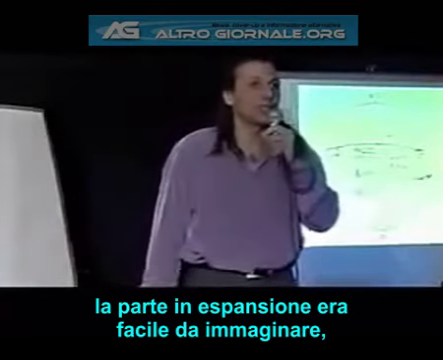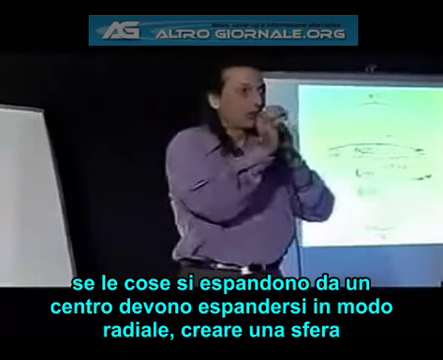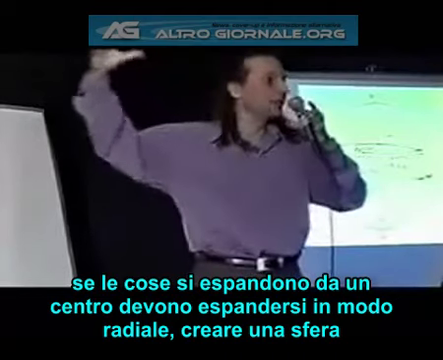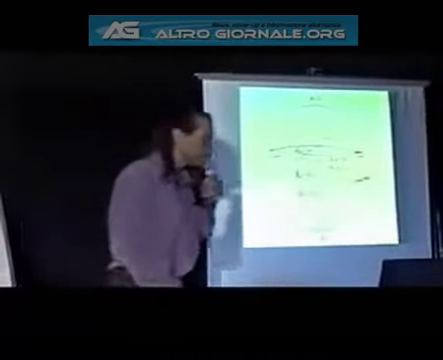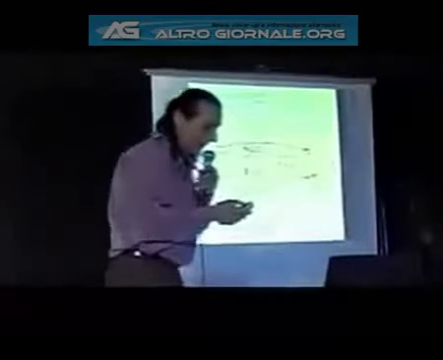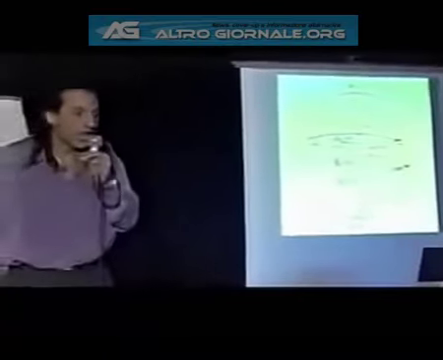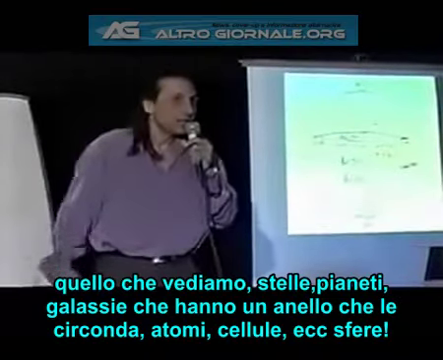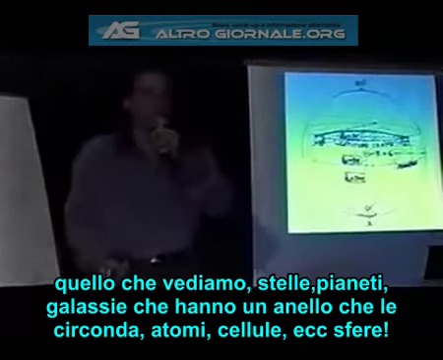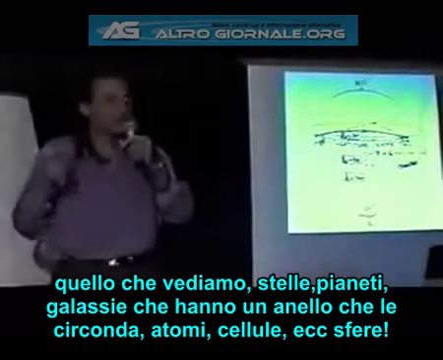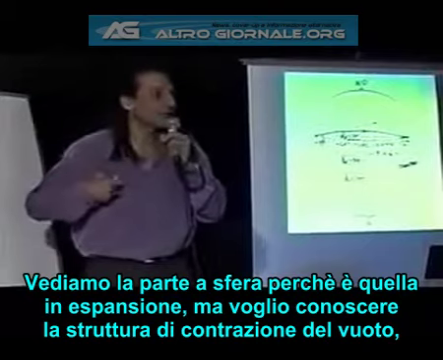The expansion side was pretty easy to figure out. If things are expanding from a point, from a center, then they must be expanding radially. It must make the geometry of a sphere. Right? The expansive part being the geometry of a sphere. That's what we see. A sun, a planet, a galaxy. Galaxies have galactic halos that are perfect spheres around them. Atoms, cells, whatever. Spheres. So we see the sphere part because that's the expansion part.